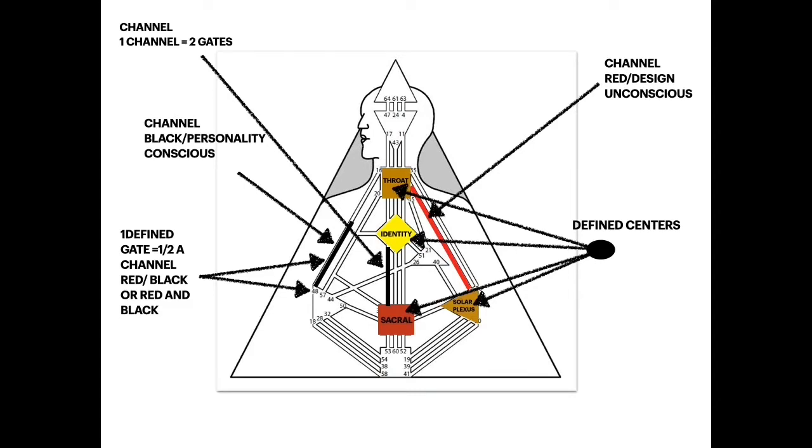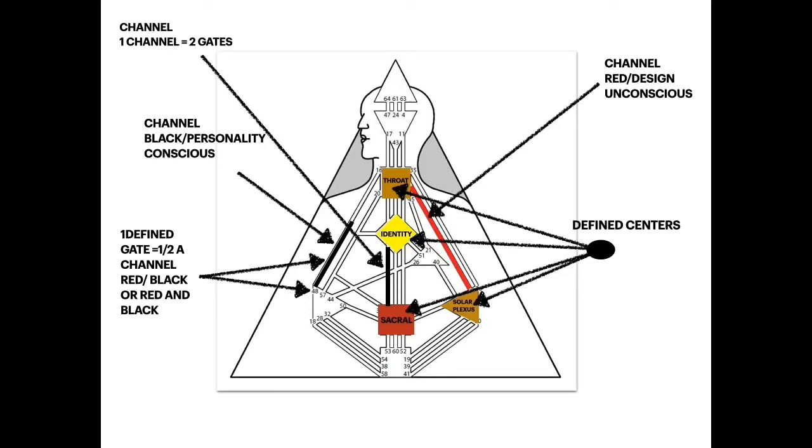How do you get definition? Well, you get definition by having two gates that connect together that will make sort of like a road between two centers. So if you see here, we have the throat and the solar plexus are connected because there is a full line between the two of them. And the identity and the sacral are connected. So when these connections come into play, or you have both gates for a channel, then it's like both of those centers light up and they become defined centers.